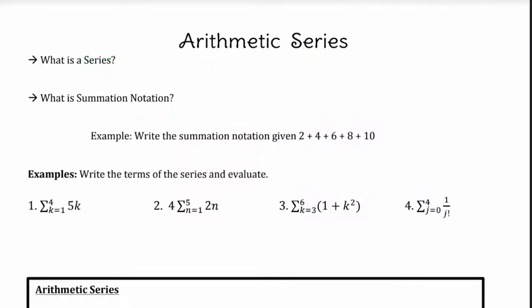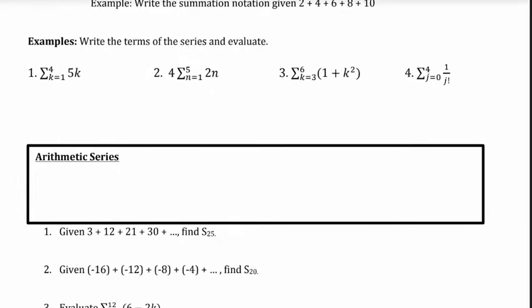So if we go ahead and look at these, it says write the terms of the series and evaluate. So I'm starting at 1, so I'm going to plug 1 in for k, and I'm going to 4. So 1, 2, 3, 4. And then once I get all of those values, I'm then going to add them up. So if I plug in 1 for k, 5 times 1 is 5. Now I'm at my second blank, so I'm going to plug in 2 for k. 5 times 2 is 10. I'm now at my third blank, so 3 times 5 is 15. And then I'm going to plug in 20.